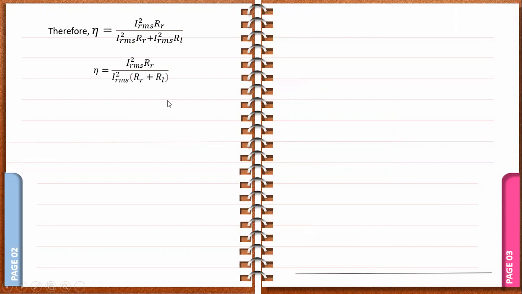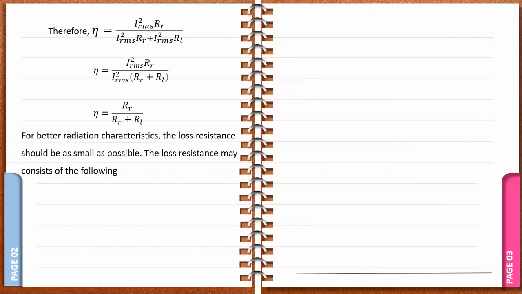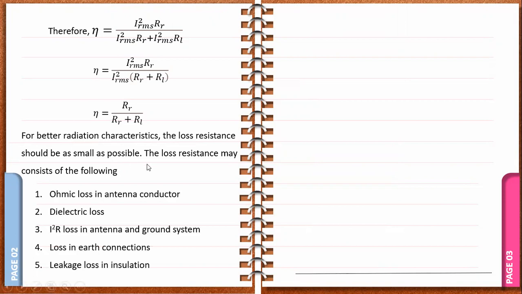Now in the numerator and denominator, we will be having the I square RMS term. So taking the term as common, the I square RMS in the numerator and the I square RMS in the denominator get cancelled, and we are left with eta equal to RR by RR plus RL. Now for better radiation characteristics, the loss resistance should be as small as possible in the efficiency expression. The loss resistance may consist of the following: ohmic loss in antenna conductor, dielectric loss, I square R loss in antenna and ground system, loss in earth connections, and leakage loss in insulation.